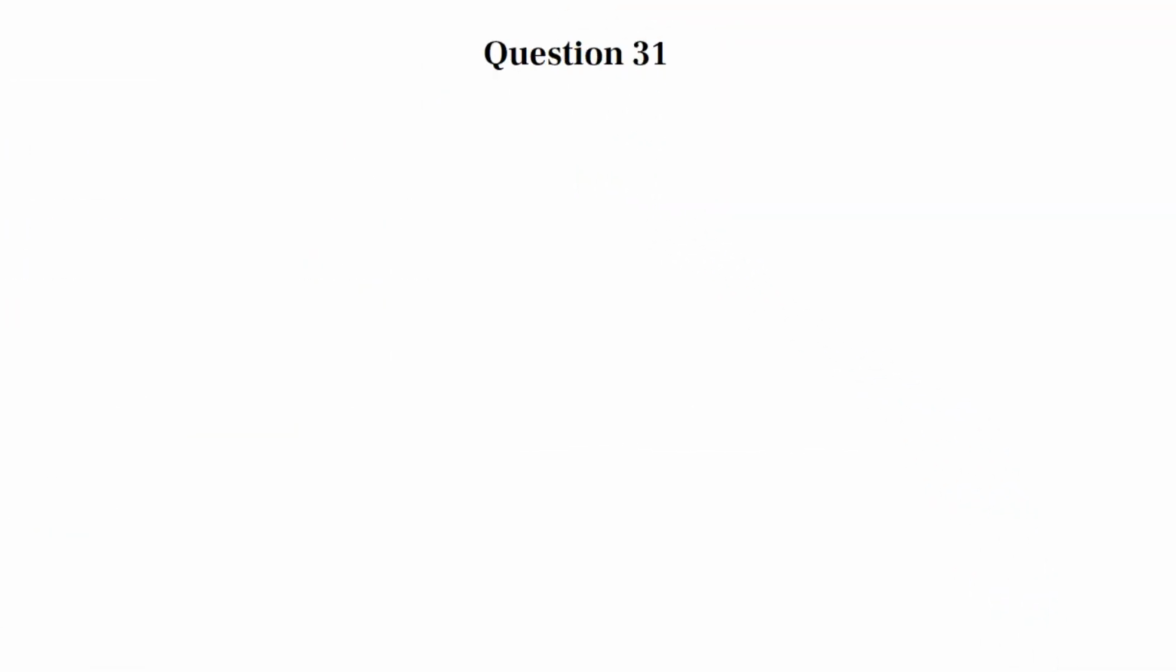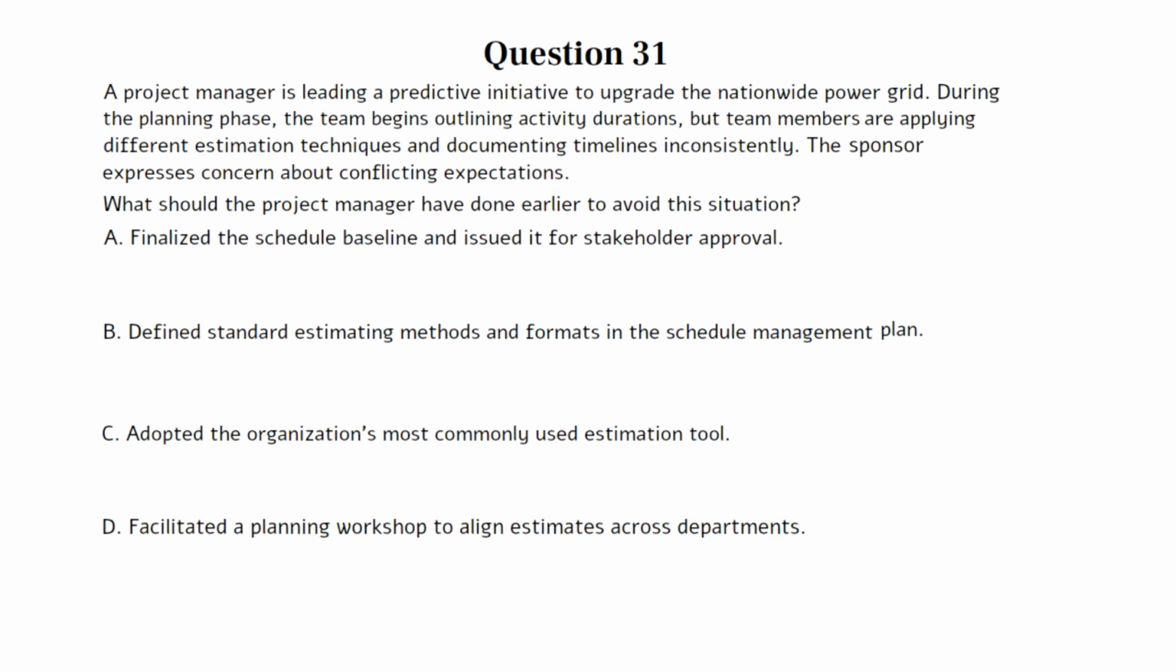Question 31. A project manager is leading a predictive initiative to upgrade the nationwide power grid. During the planning phase, the team begins outlining activity durations, but team members are applying different estimation techniques and documenting timelines inconsistently. The sponsor expresses concern about conflicting expectations. What should the project manager have done earlier to avoid this situation?